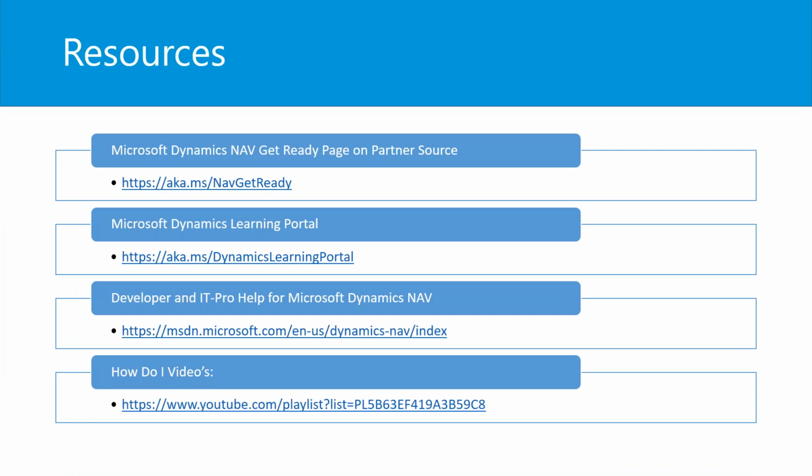The Learning Portal is also an interesting one to have a look at. There is the Developer and IT Pro help. It's on MSDN, but it's a different URL than the help for previous versions. I know. And then on MSDN, it's a little bit difficult to search in there. Help is not as complete as it was in the past, but you will find lots of information about notifications and task scheduler and all of those topics on there.